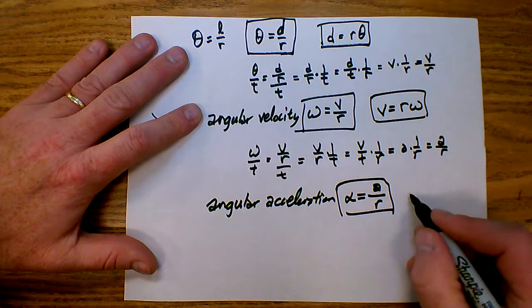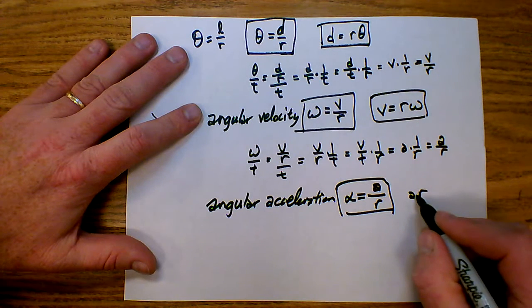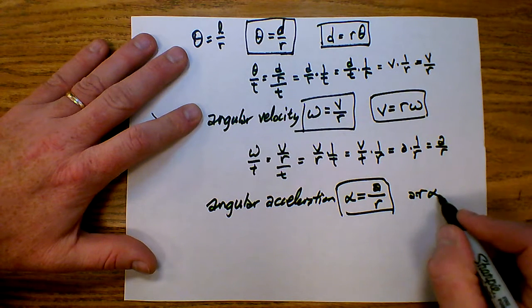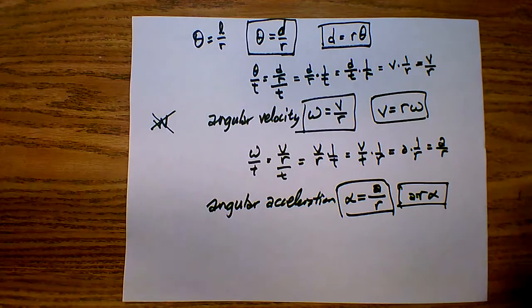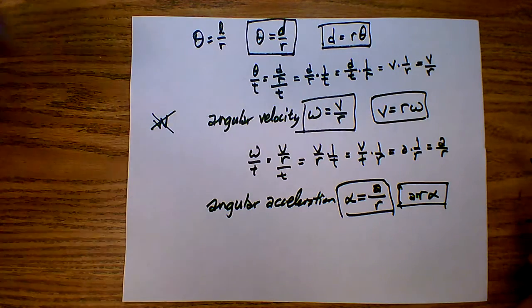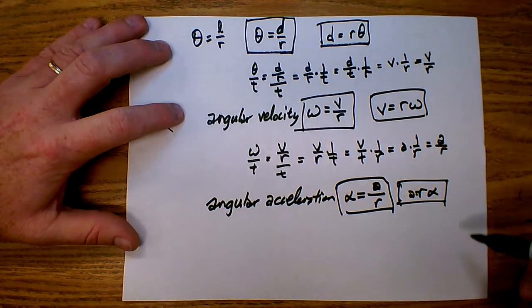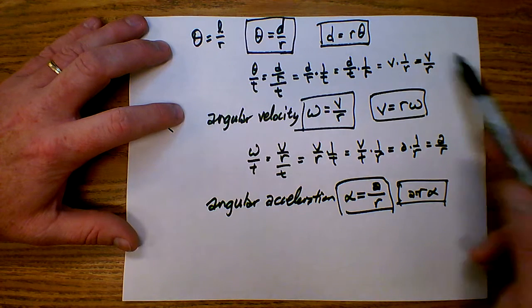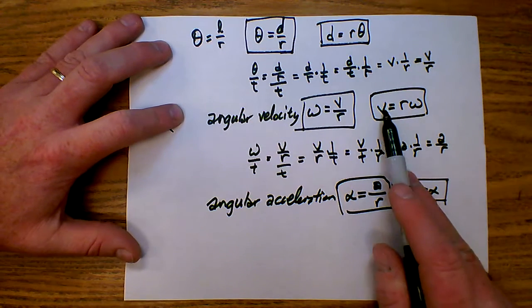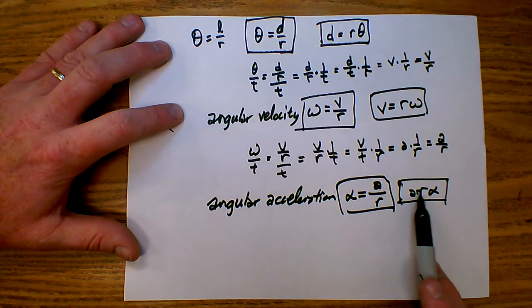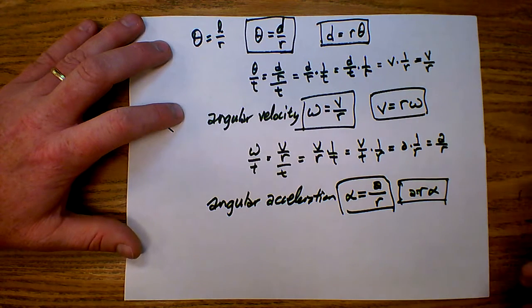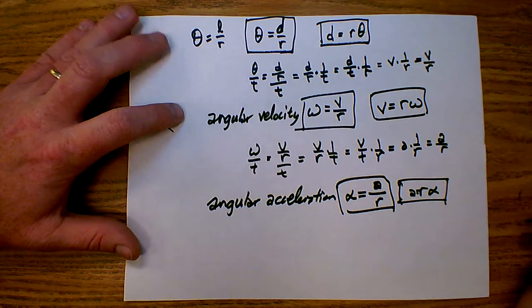And again, similarly, the linear acceleration is equal to r alpha. So these are some important relationships to see between the translational kinematic variables and the rotational kinematic variables. So I've got linear distance equals r theta, linear velocity equals r omega, and linear acceleration equals r alpha. So these are some very important relationships.